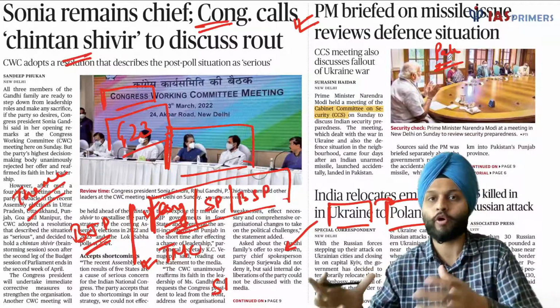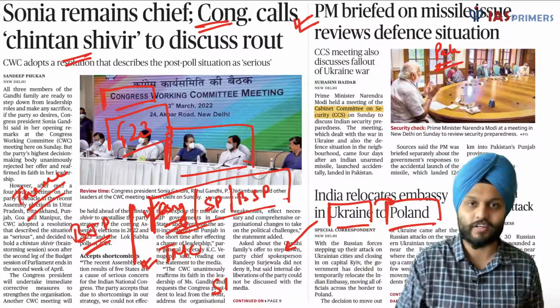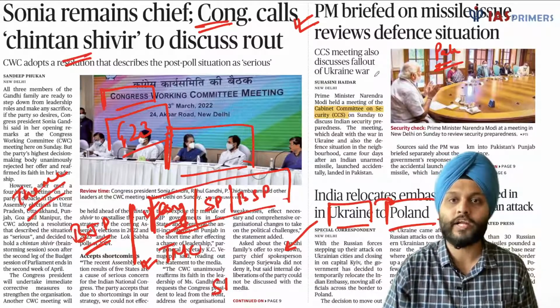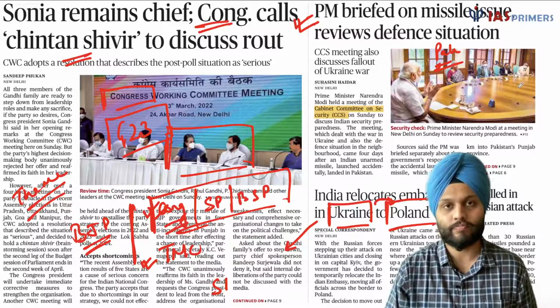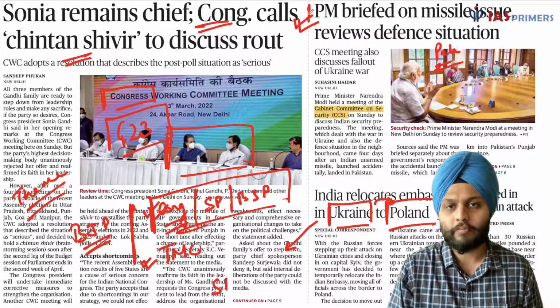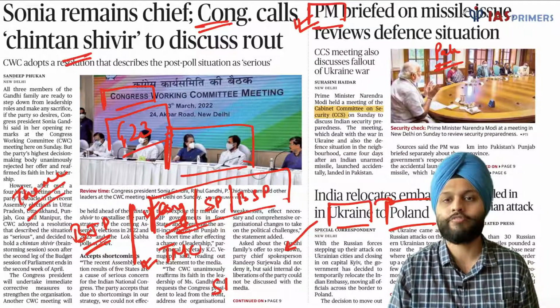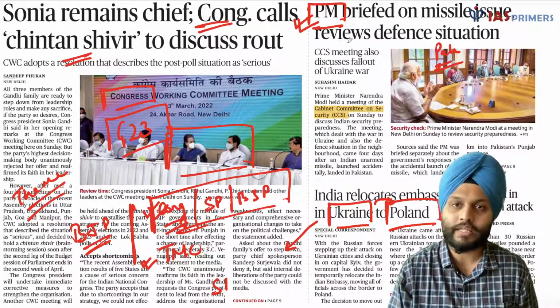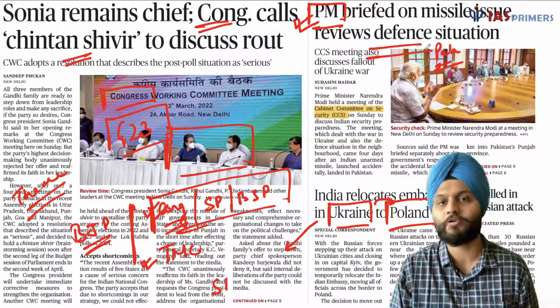So what if a nuclear warhead is there? What if it explodes in another country? So it undermines the credibility of the country. There is an editorial, we'll discuss this. So Prime Minister Modi was briefed on the missile issue and the defense situation.